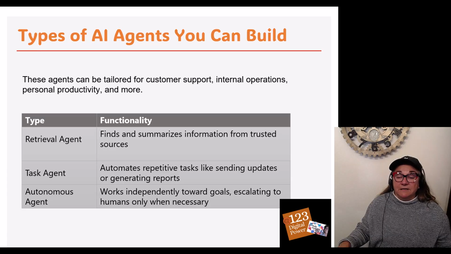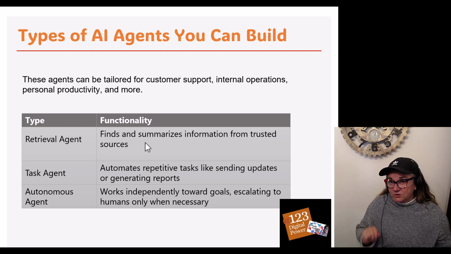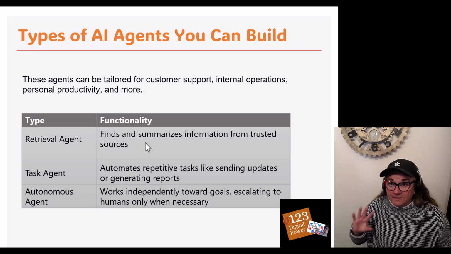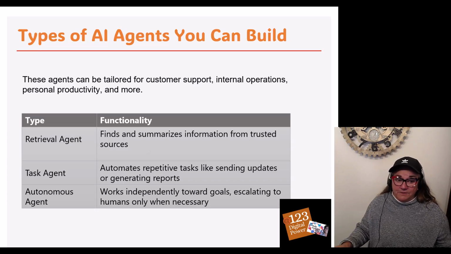Agents can be tailored for customer support, internal operations, personal productivity, or more. So there are three types of agents, I'm thinking. Retrieval agents find and summarize information from trusted sources. That in itself is powerful, right? We all know we've got files all over the place. Task agents automate repetitive tasks like sending updates or generating reports.